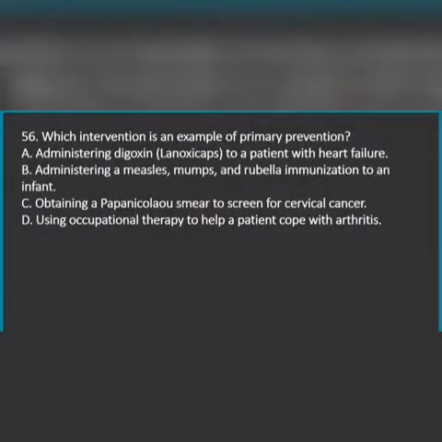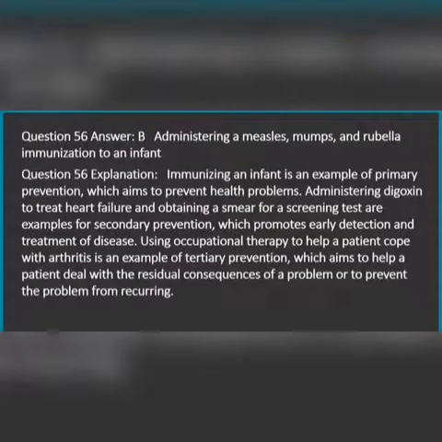Question 56. Which intervention is an example of primary prevention? A. Administering digoxin, Lanoxin caps, to a patient with heart failure. B. Administering a measles, mumps, and rubella immunization to an infant. C. Obtaining a Pap smear to screen for cervical cancer. D. Using occupational therapy to help a patient cope with arthritis. Question 56. Answer: B. Administering a measles, mumps, and rubella immunization to an infant.